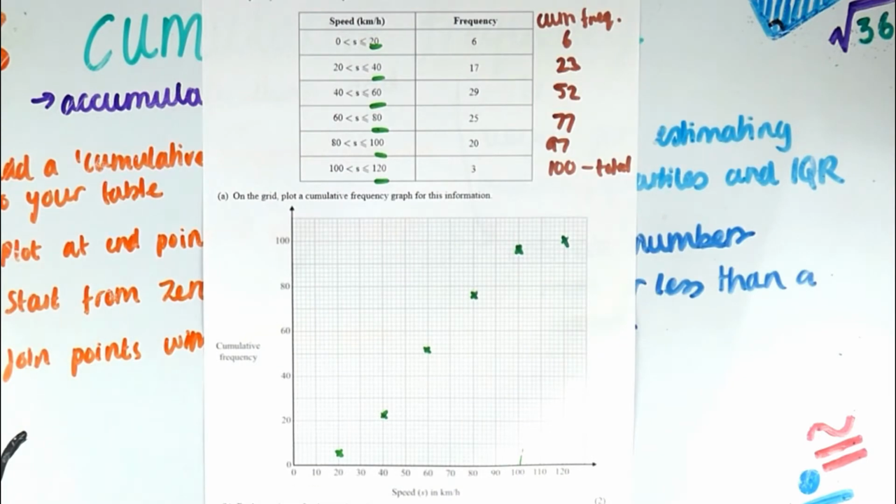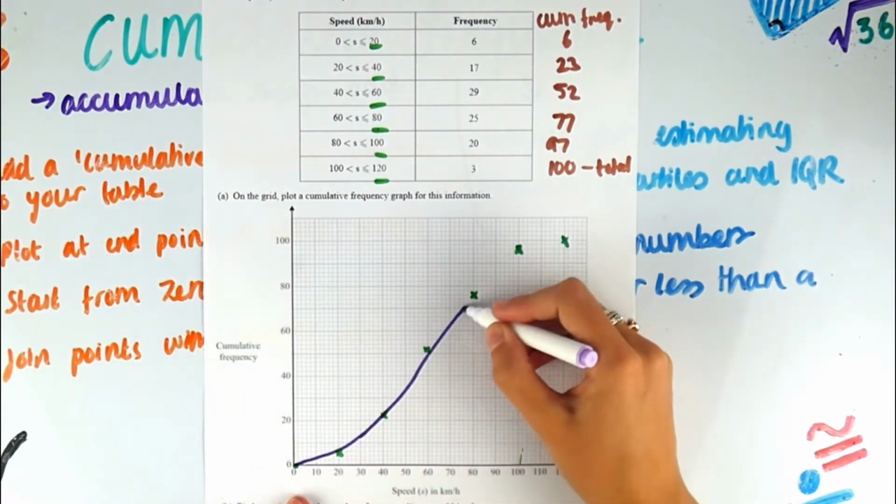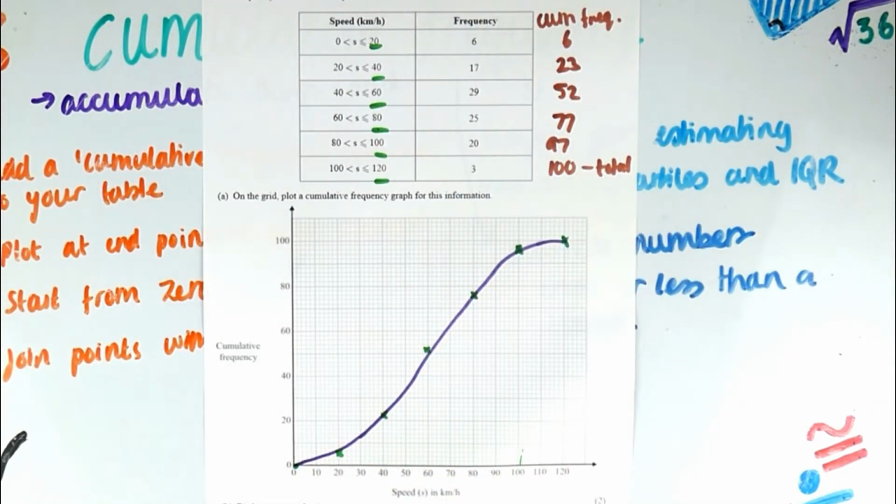And now step 3 said start from 0, and then step 4 was join all the points with a smooth curve. So there we have our cumulative frequency graph.